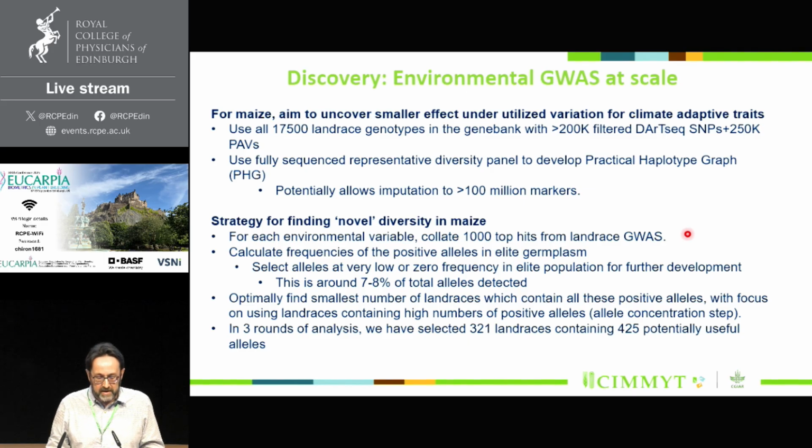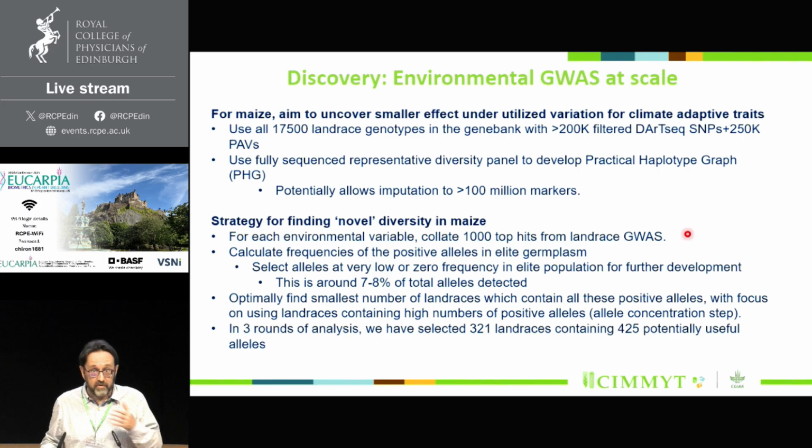The strategy we're using is more a quantitative strategy. For each environmental variable, this is discovery, we collate the top 1,000 hits from landrace GWAS. We calculate the frequencies of those positive alleles in the elite germplasm. If the allele's already in the elite germplasm at anything except a trivial frequency, we're not interested in this project per se. We're focused on material in the gene bank that we haven't exploited in previous projects and that's not already in elite material. That turns out to be about 7 or 8% of the total alleles we detect with GWAS that have not been previously utilized in elite germplasm.